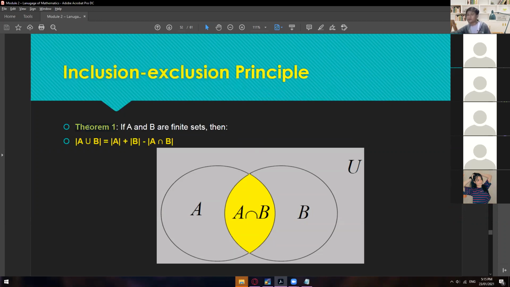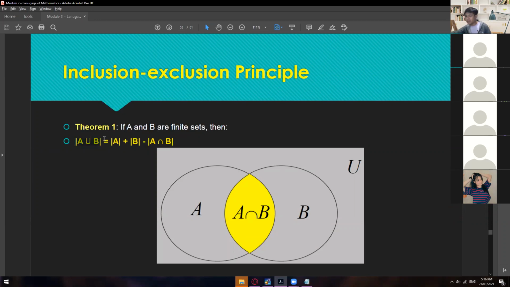So for first theorem, okay, if A and B are finite sets, so you can use this theorem number 1 if A and B are finite sets. And another thing here in theorem 1 here is if there is only 2 variable. Okay, this one is possible if there is only 2 variable. Okay, but if there is 3 variable, then you cannot use this theorem number 1.